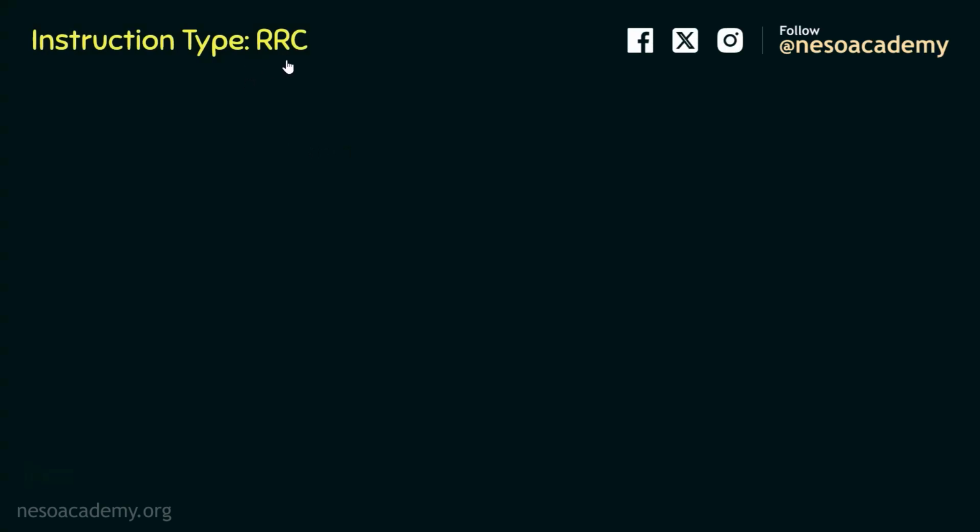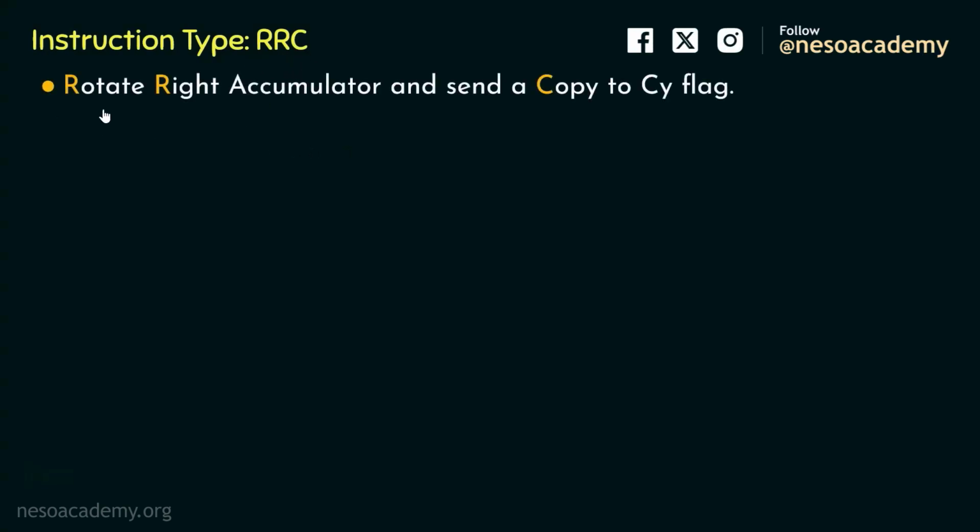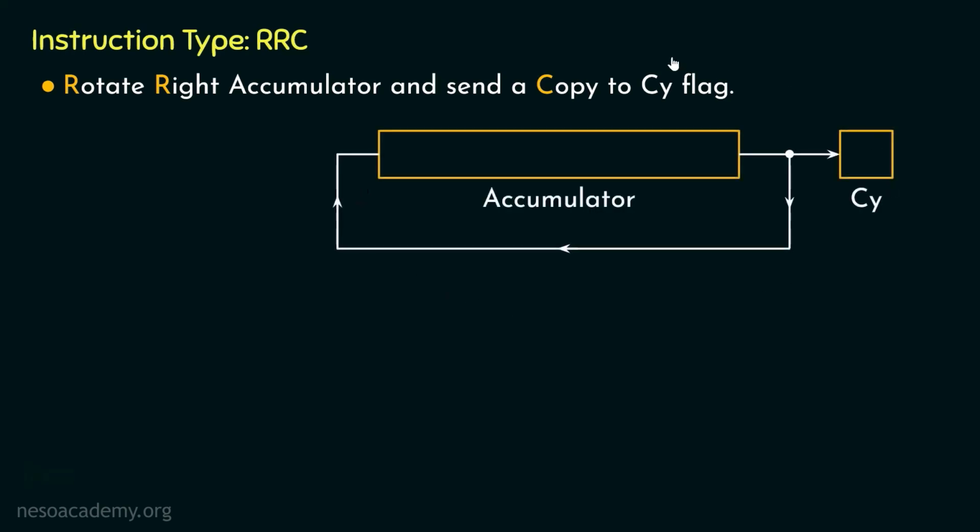Coming to the instruction type RRC, it stands for rotate right the content of the accumulator and in that process send a copy of that least significant bit to the carry flag. In order to understand how this instruction will work, let's understand the organization at first. If you notice, this organization is just the opposite to the previous instruction type that we learned in the previous session, which was RLC. RLC stands for rotate left accumulator's content, and in that process, we are also supposed to send a copy of the most significant bit to the carry flag.